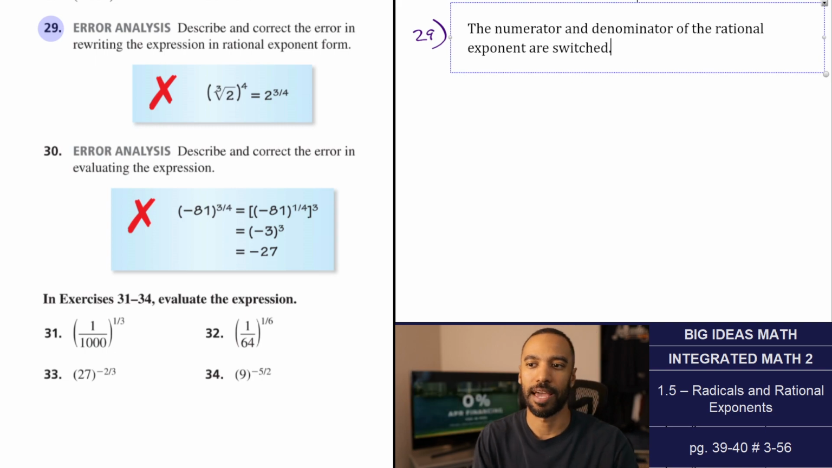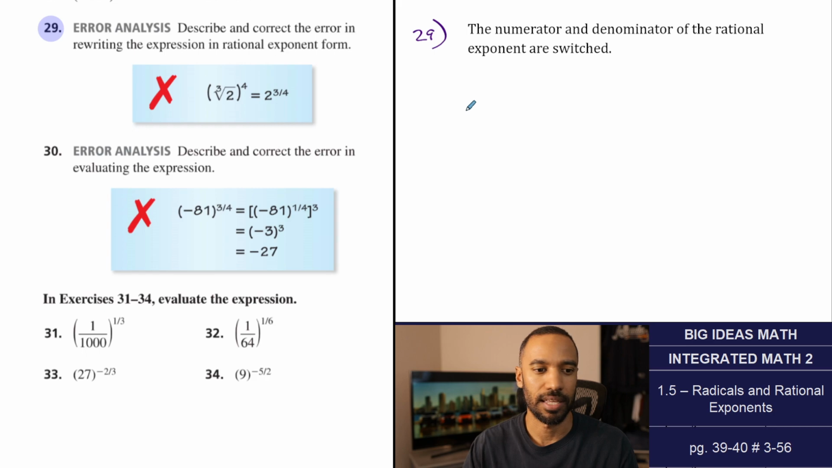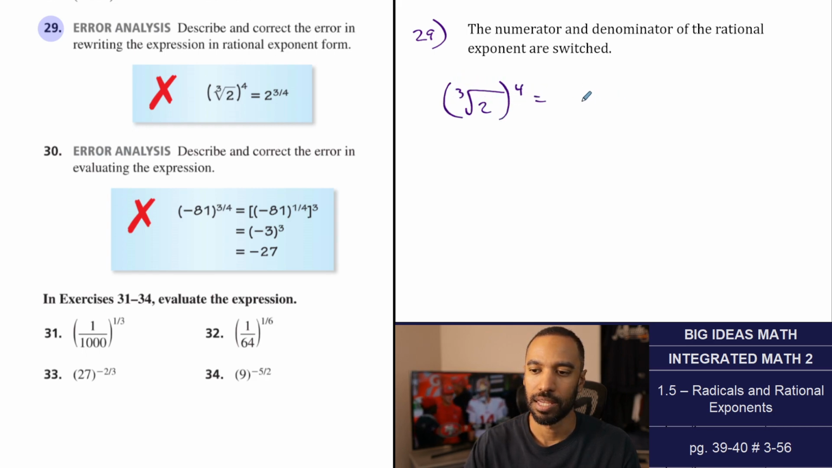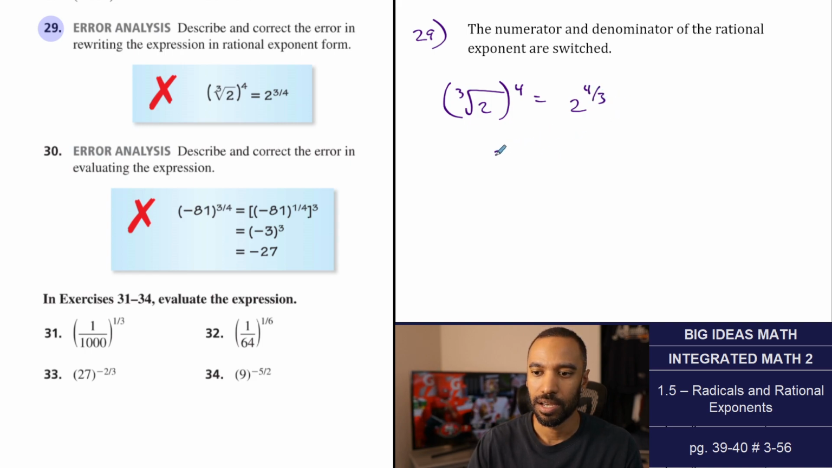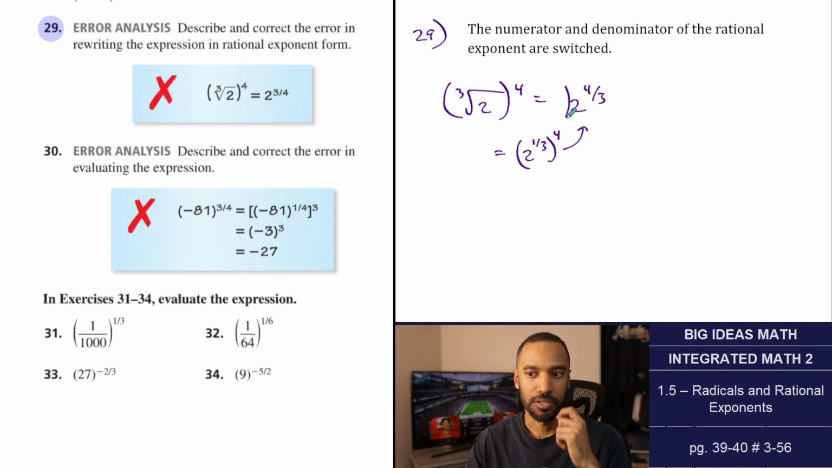I mean, I described kind of the rest of it, and let's write that proper answer. So instead, let's correct and say the cube root of 2 to the 4th is 2 to the 4/3 power. If you want an in-between on that, that is the 2 to the 1/3 to the 4th. And then you multiply the 1/3 with 4 to get 4/3.